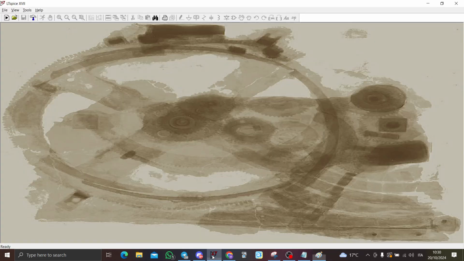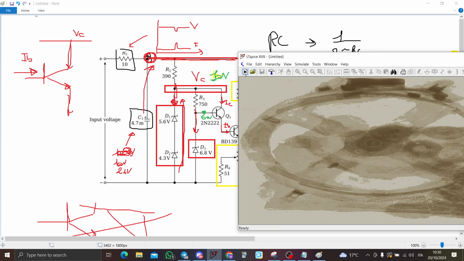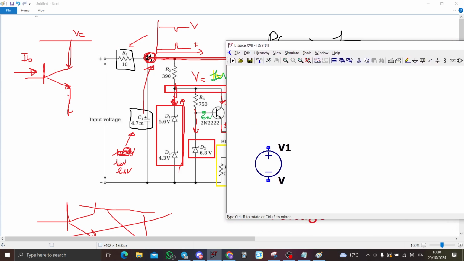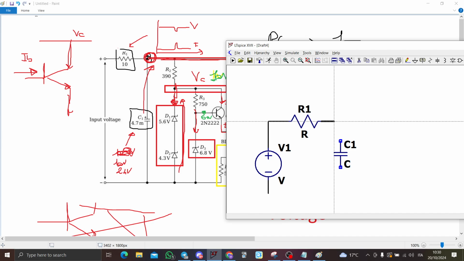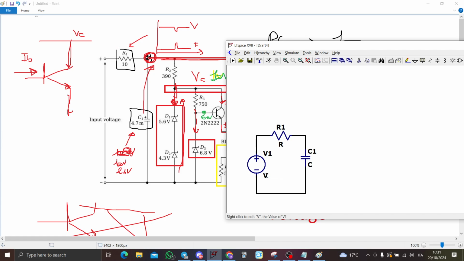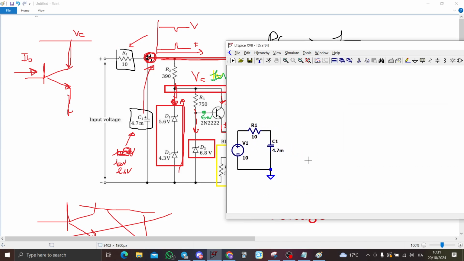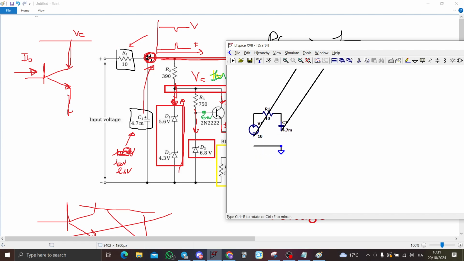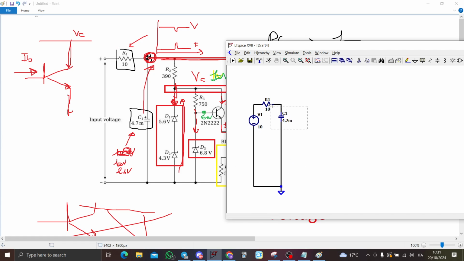We can open LTSPICE and make this circuit immediately to verify our results. I don't know if they can ask you also to. They never asked me to do some simulation in LTSPICE in real time, but if they do, be prepared for everything. So let's put here 10 volts, 10 amps, and 4.7 milli. Let's put the ground here, and let's enlarge the circuit. Okay, so now let's put everything.